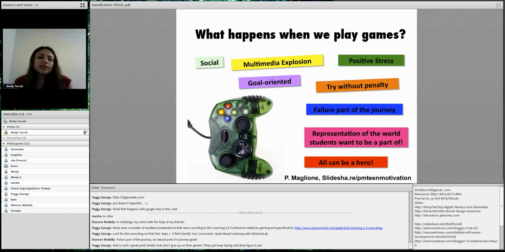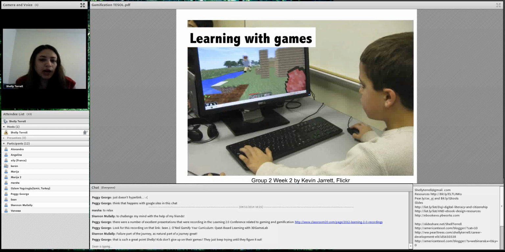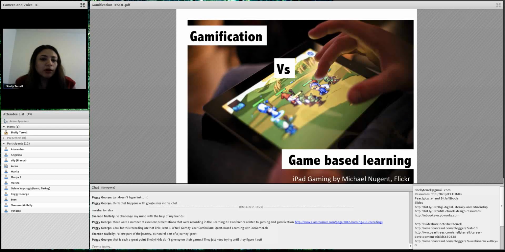The other thing is they can all be a hero. Is it stressful? Yes. They have a lot of stress, but they call it positive stress. One of the people who introduced me to this concept, and I put that at the bottom, was Paul Maglione. Paul Maglione has done so much when it comes to that. So let's look at gamification versus game-based learning.